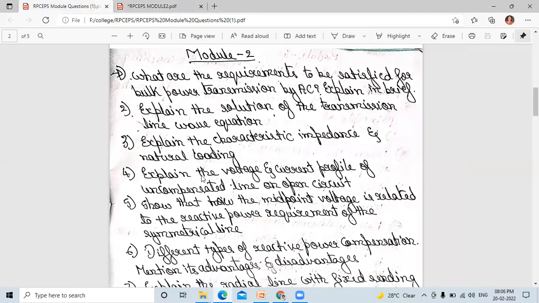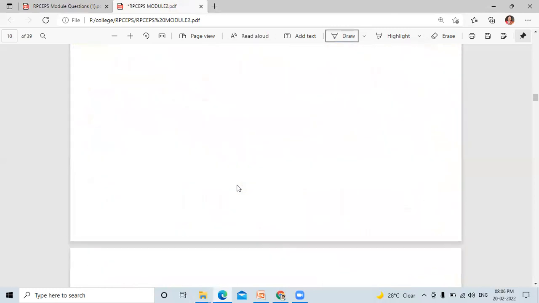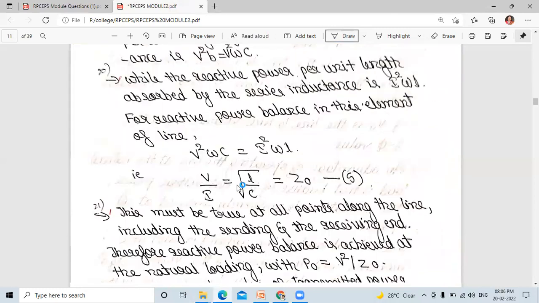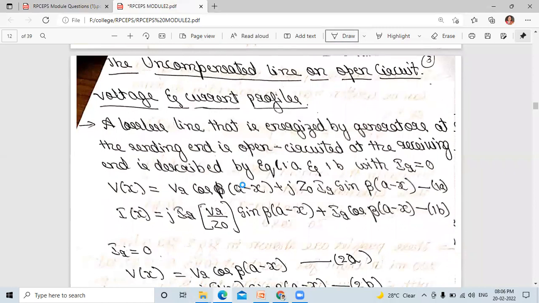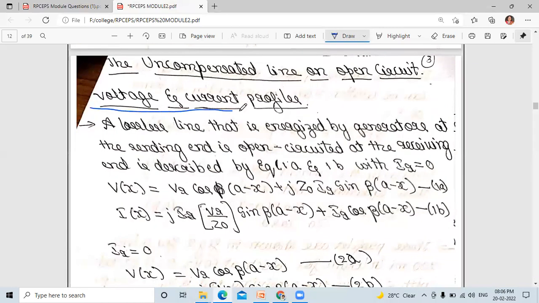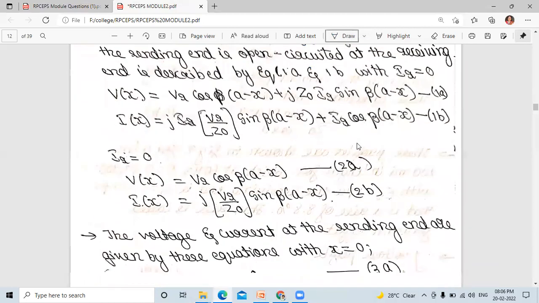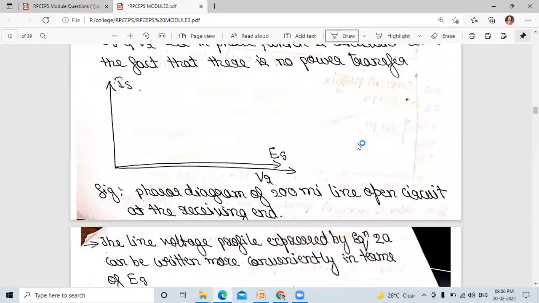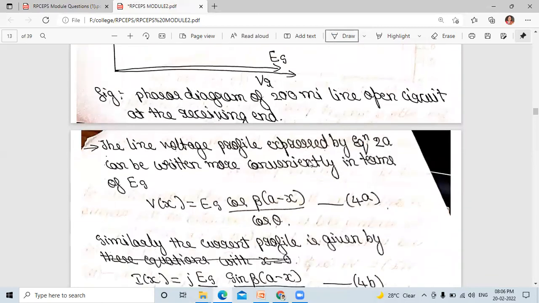Next question is: explain the voltage and current profile of an uncompensated line on open circuit. For that particular question, this is the answer: voltage and current profile for an uncompensated line on open circuit. All these equations you need to write. Equations are important. And this circuit, this phasor diagram, you need to draw.